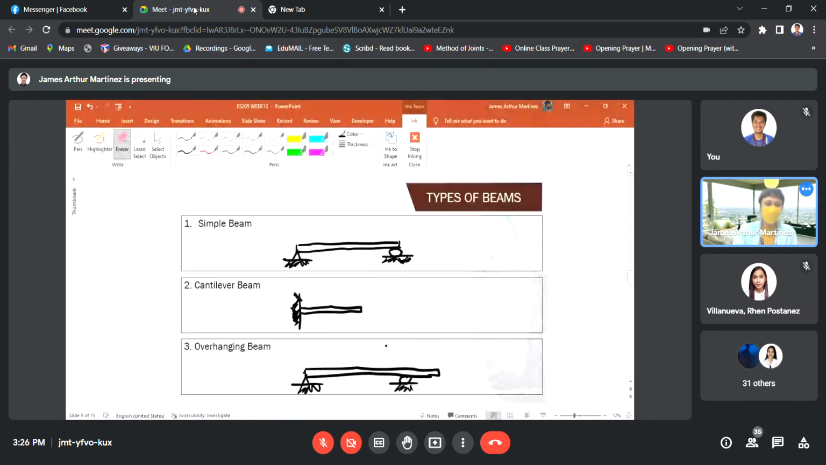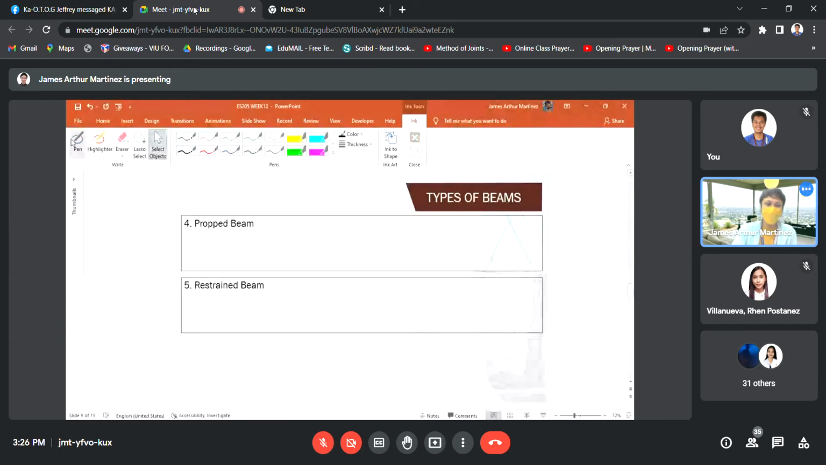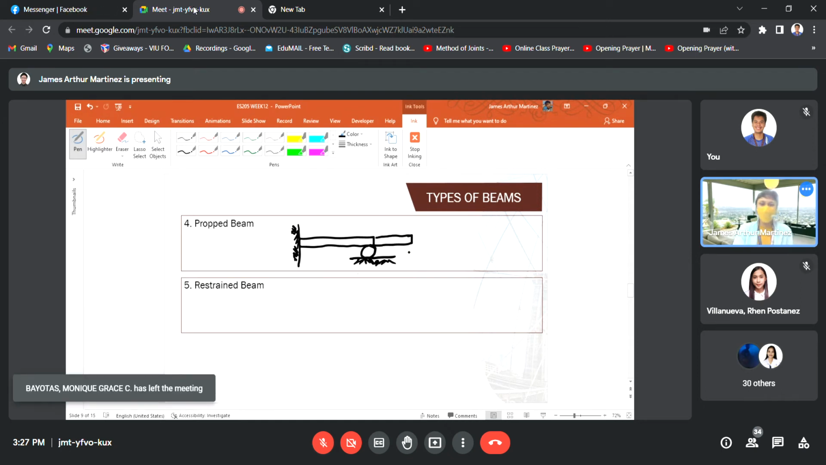So the fourth type of beam is what we call the prop beam. This is like a cantilever beam, class, but its other end is supported. So fixed support and then roller support at the other end. This is called a prop beam. Or if it has an extension, then this is called an overhanging prop beam.